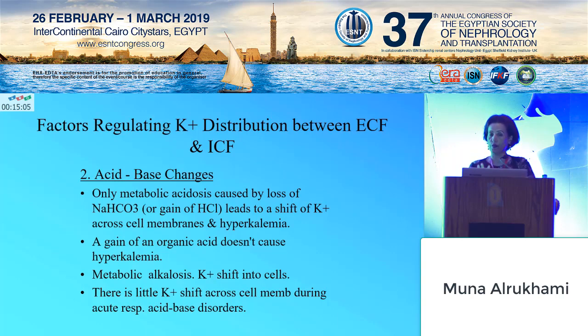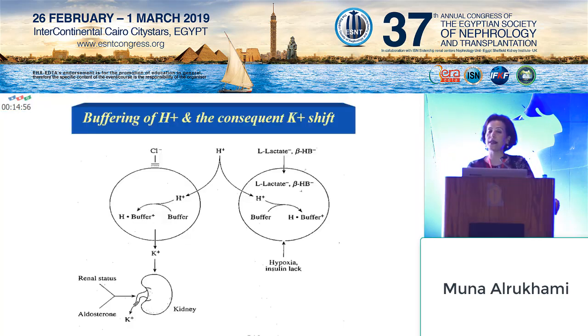And I will show you the reason why now in the next slide. With metabolic alkalosis, you will have hypokalemia. Why? With mineral acid, you will have hyperkalemia, while with organic acid, you will not have hyperkalemia, because with mineral acid, when HCl is gained, hydrogen will enter the cell, but chloride cannot enter the cell, as you can see from the right diagram. So to maintain neutrality inside the cell, something has to come out.